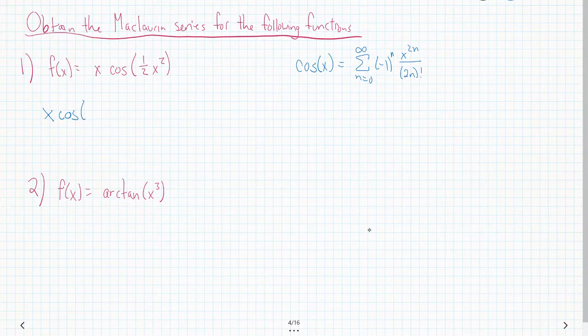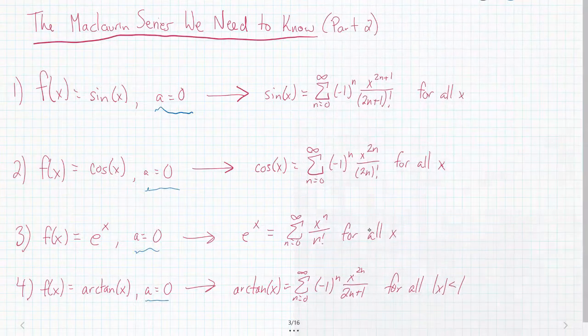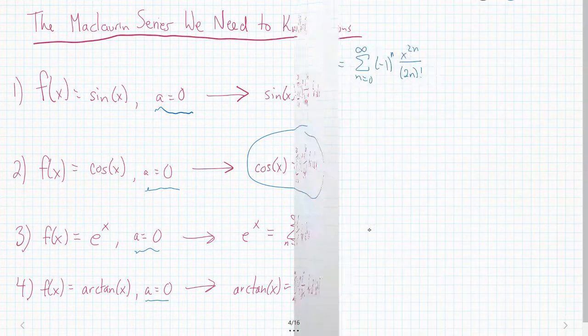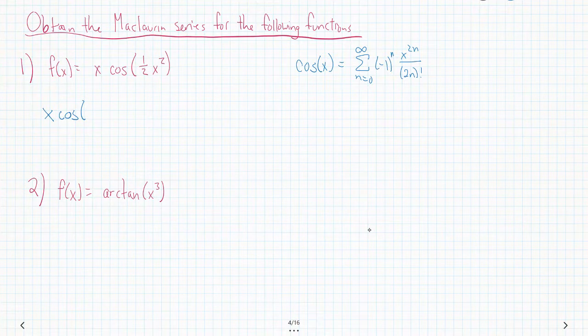So that means when we write x cosine, oh, and by the way, where did that come from? Well, it just came from the previous page. If you notice, we're just using this formula right there. Okay? So this is x cosine of 1/2 x squared that we're looking at.